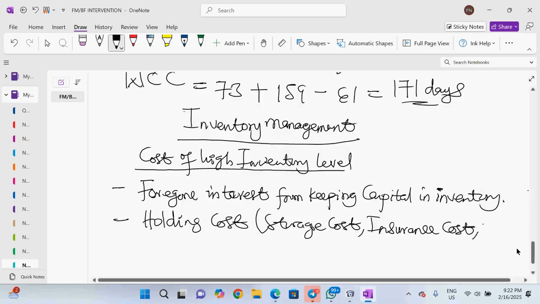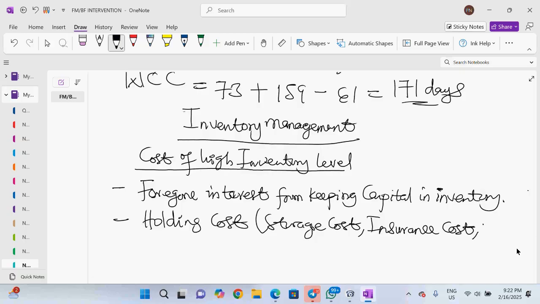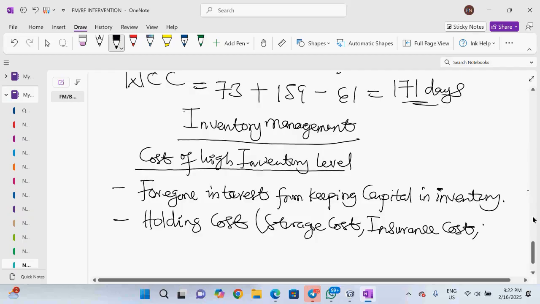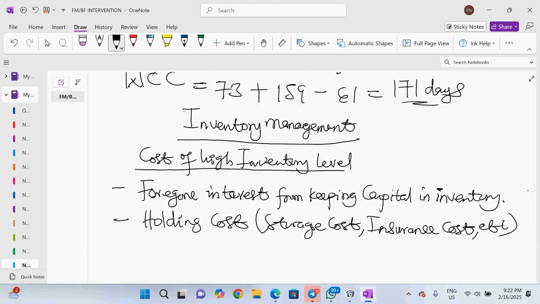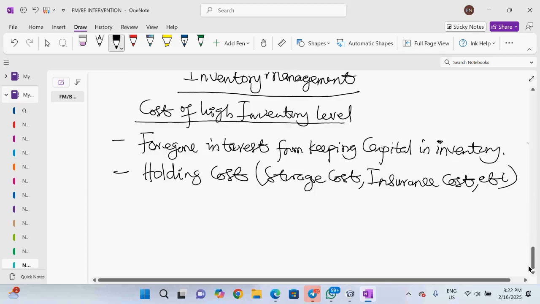Then stores, administration expense, right? You will incur administration expense on the goods. There is risk and then damage. That's it. So these are the keywords for the costs associated with having high inventory.